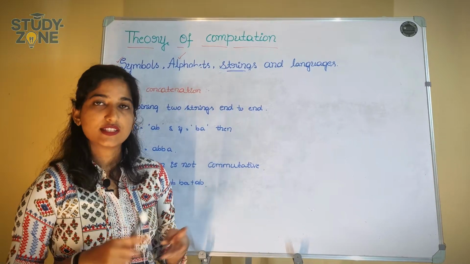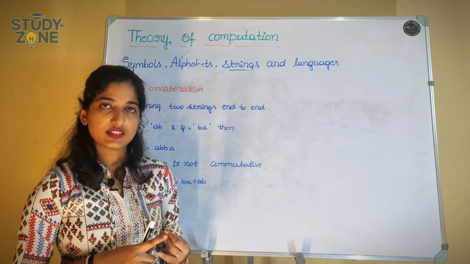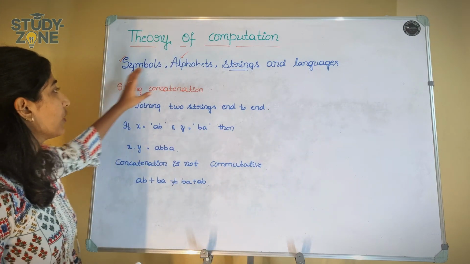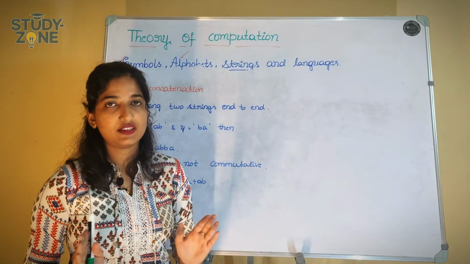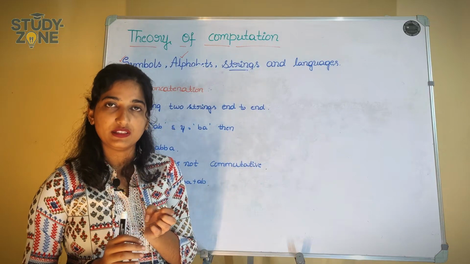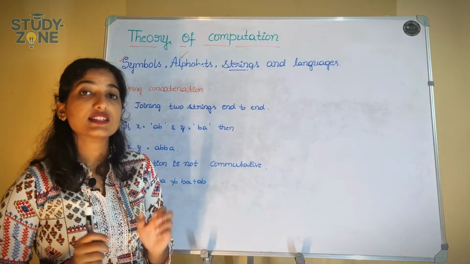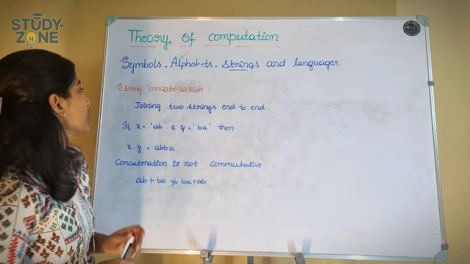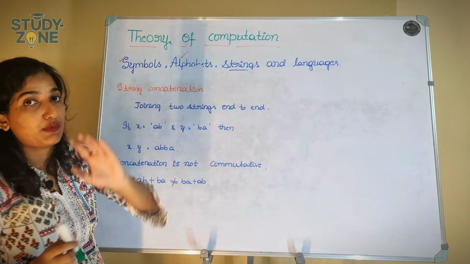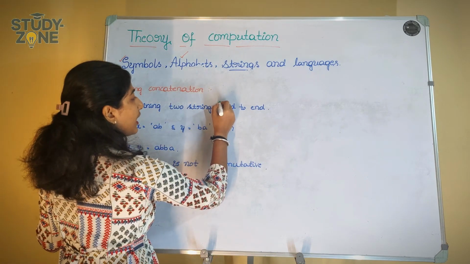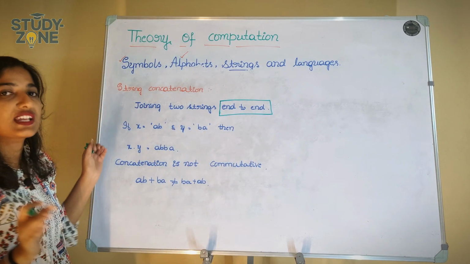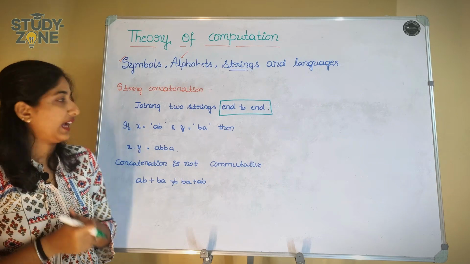Okay, we are done with symbols, alphabets, strings, power of an alphabet. Now we are moving to string concatenation. Now we are very clear with the strings, correct? So now how to concatenate, combine two strings. That is string concatenation. So string concatenation means joining two strings. Remember this, joining two strings end to end means string concatenation.